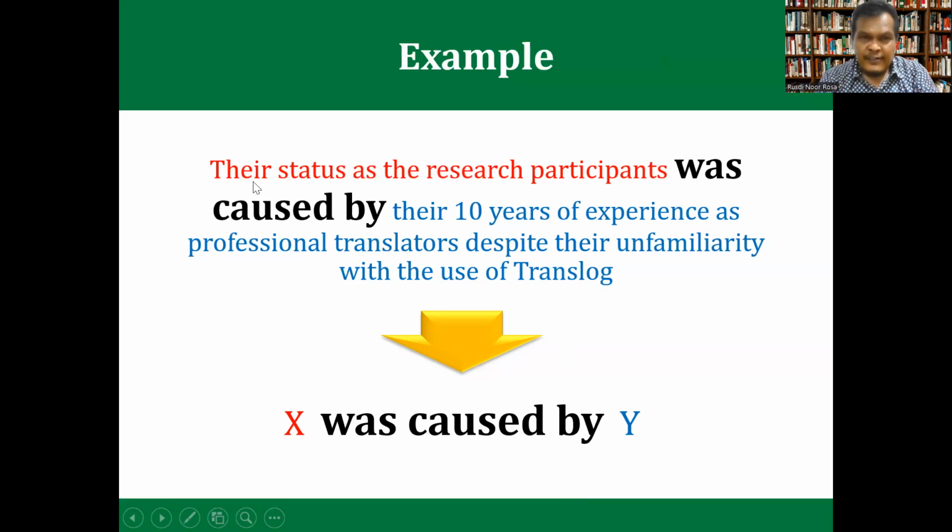X here represents their status as the research participants. Meanwhile, Y here represents their 10 years of experience as professional translators, despite their unfamiliarity with the use of translate. So you can use this structure to create thousands or even millions of clauses. We have a very simple clause. You only fill in the elements of X and the elements of Y if the logical relation shows a cause and effect relationship.